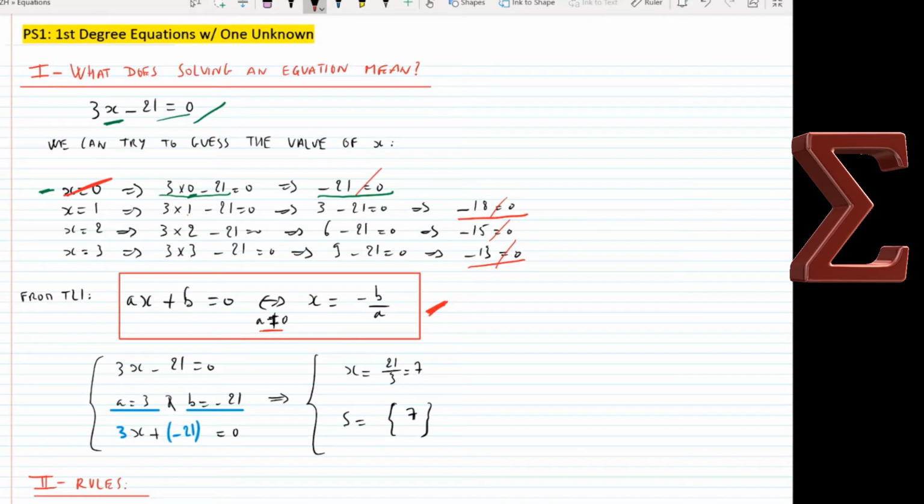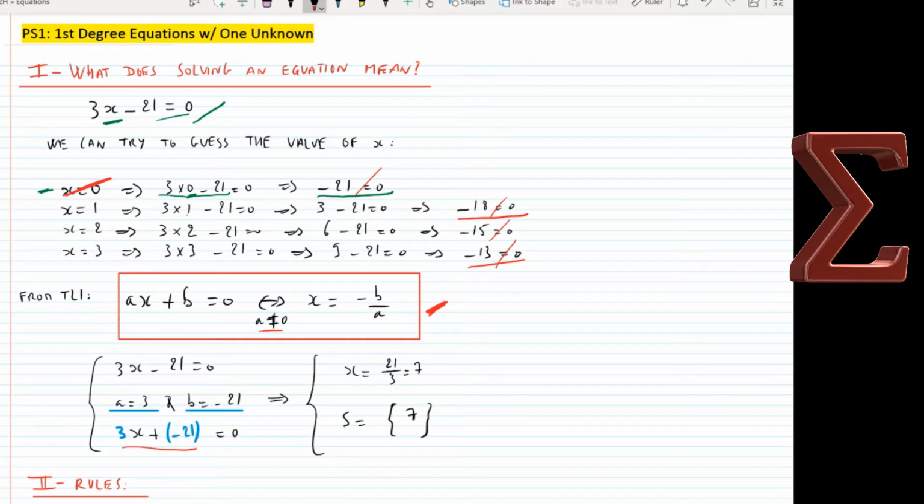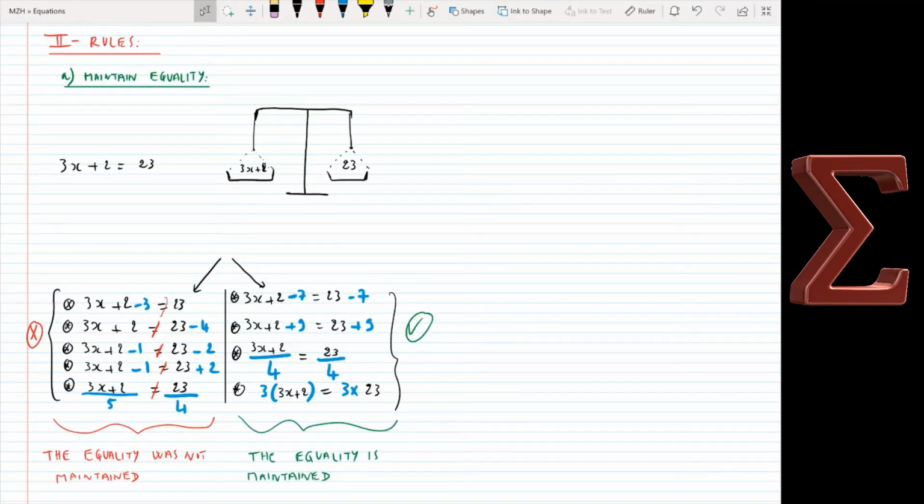We're starting with 3x minus 21 equal to 0. We identify that a is 3. We identify that b is minus 21. So the equation can be rewritten as 3x plus minus 21 equal to 0. And we know straight away that the solution is x equals 21 over 3, which is equal to 7. And then we know that the solution is 7. All right.